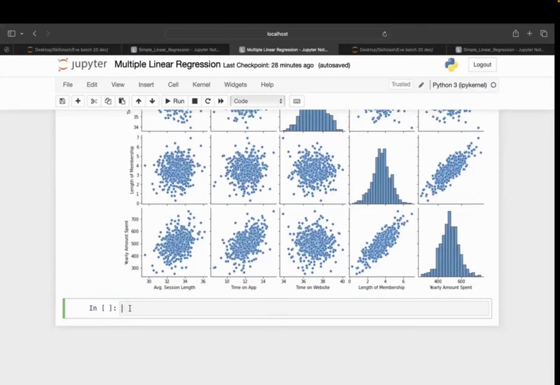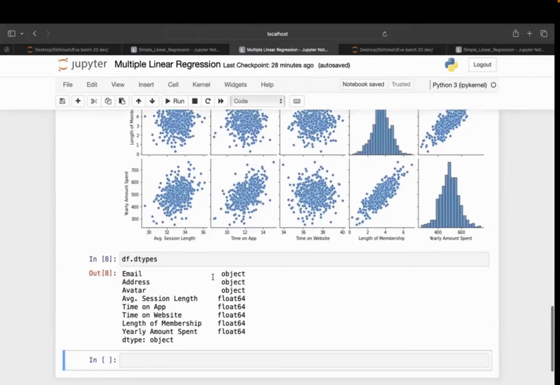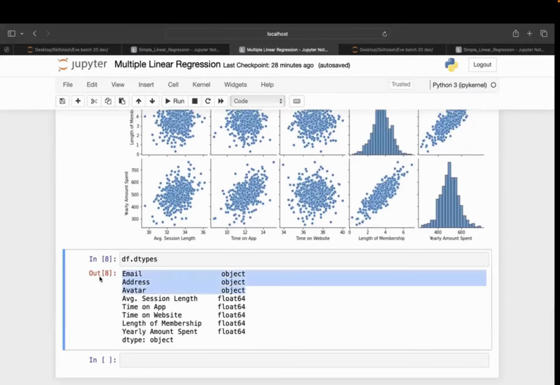Now, if you want, out of curiosity, you can also check the data type of this data set. I'm simply writing df.dtypes. Email is object, address is object, avatar is object. Ignore all of these three because they have nothing to do with finding the target column. My email address has no association. My address has no association. My avatar has no association for judging the yearly amount spent.